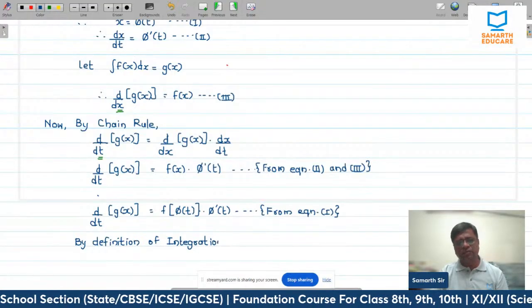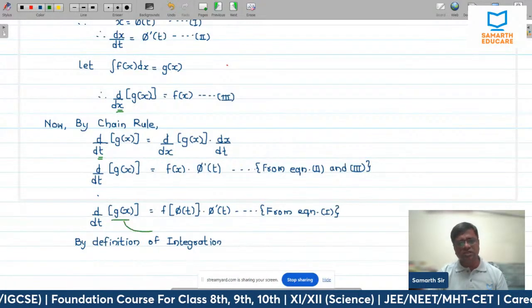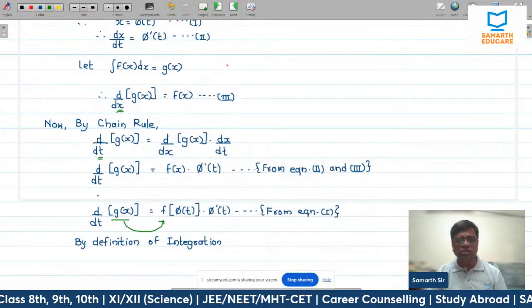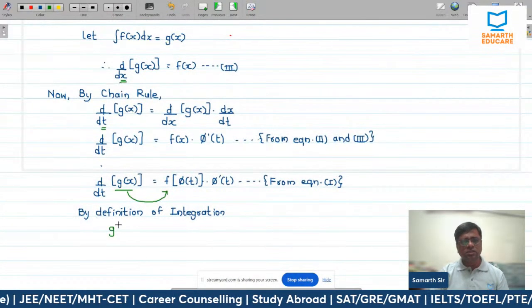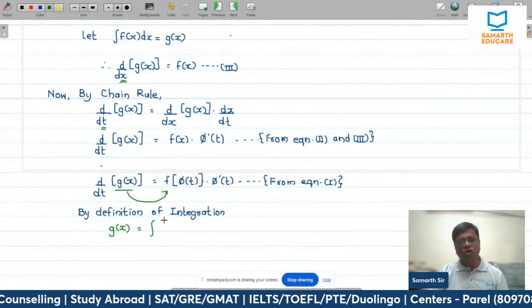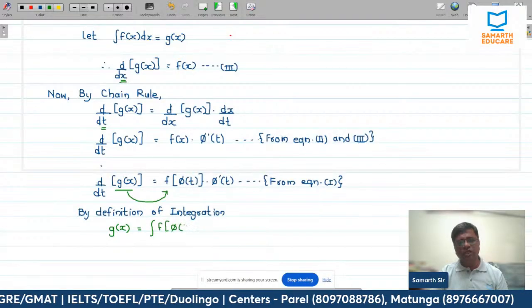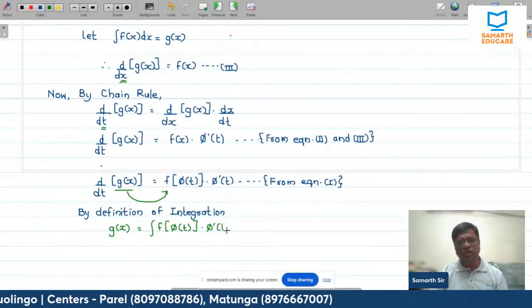It says that if the derivative of g of x is this, that means इसका इंटीग्रेशन क्या हो जाएगा? g of x हो जाएगा. That means g of x is basically the integration of f of phi of t into phi dash of t.